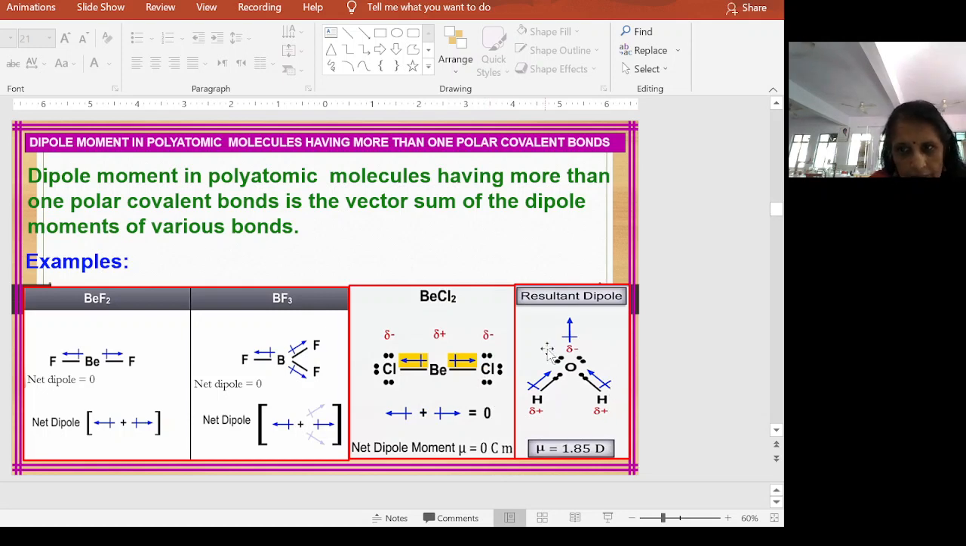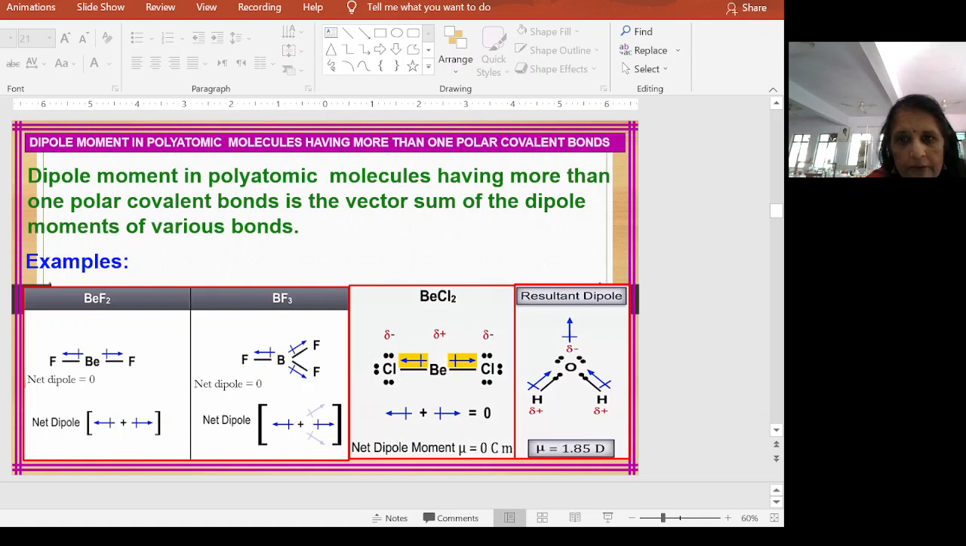But see, in case of water, the resultant dipole and the dipoles created are all in one direction. So there will be some net dipole. You can see the arrows formed over here. The dipoles created by oxygen and two hydrogens are all in the same direction. You can see the head of the arrow. And here, therefore, the net dipole is found to be 1.85 debye. So here, the water molecule will have a resultant dipole of 1.85 debye.